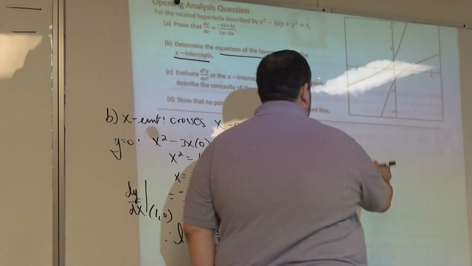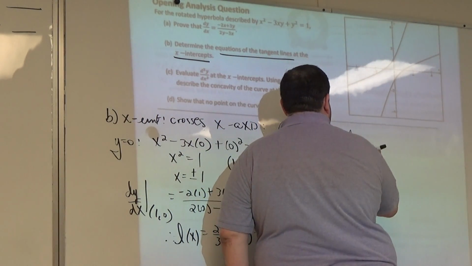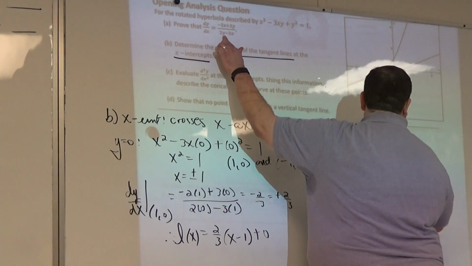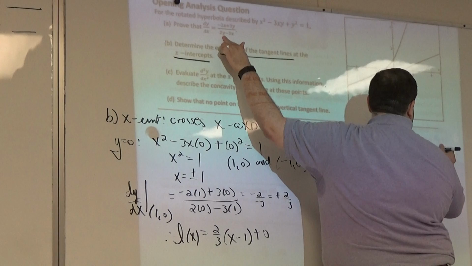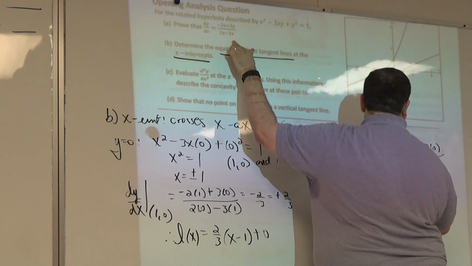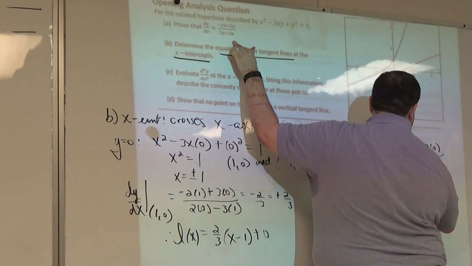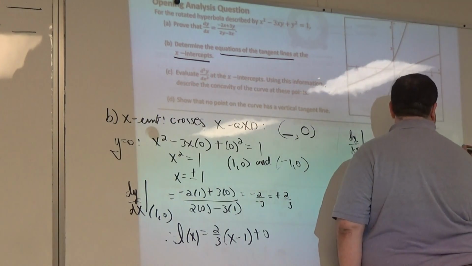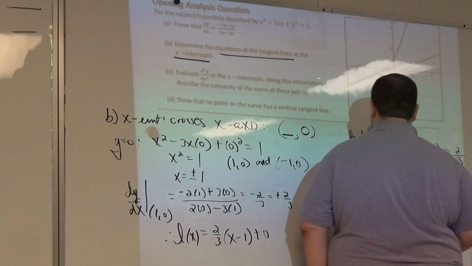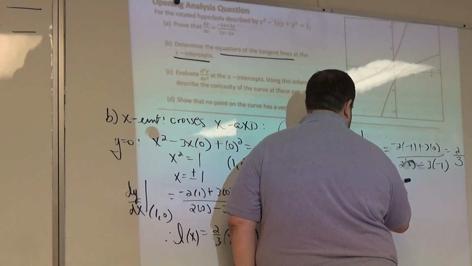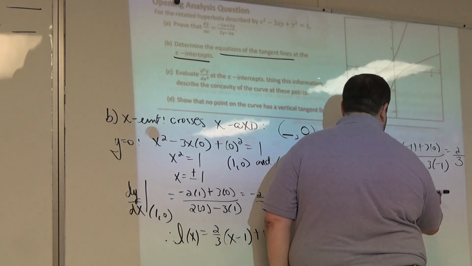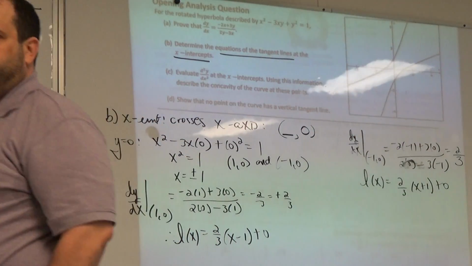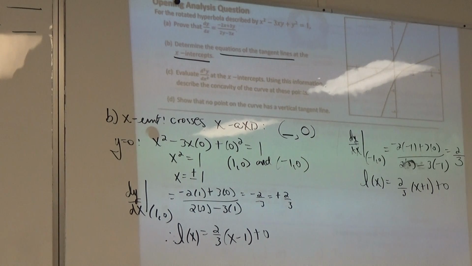If I go for the other one, dy dx at negative 1 comma 0 is going to be negative 2 times negative 1 plus 3 times 0, over 2 times 0 minus 3 times negative 1. I think we're getting positive 2 over positive 3. So L of x equals 2/3 x plus 1 plus 0.